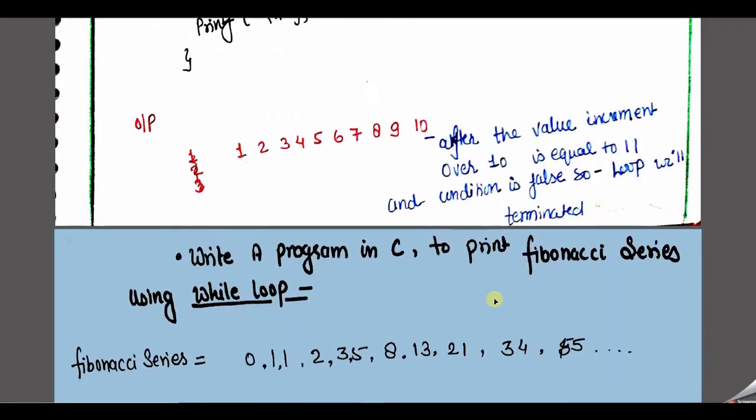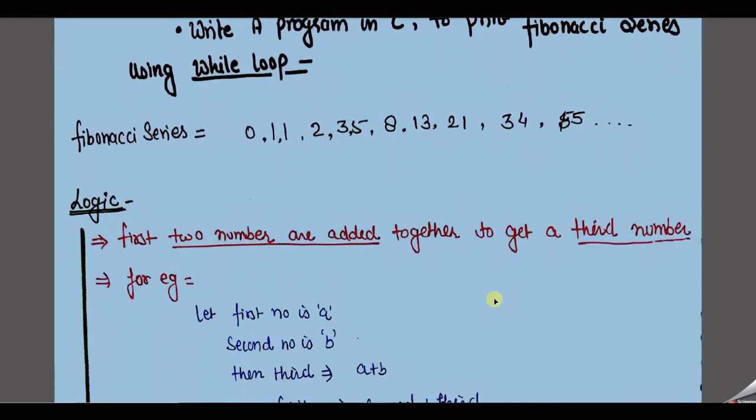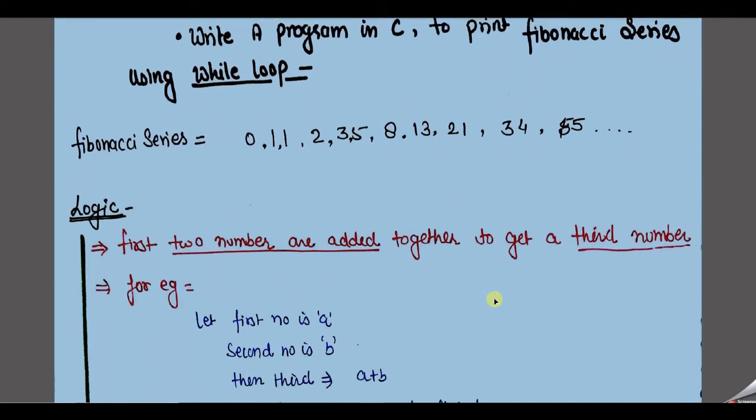So now let's take another example of the while loop: a program to print the Fibonacci series using the while loop. First of all, whenever we get any kind of task, first of all we need to mention the logic. What exactly is the logic behind our program? As I already told you in the class, first we need to mention the logic.